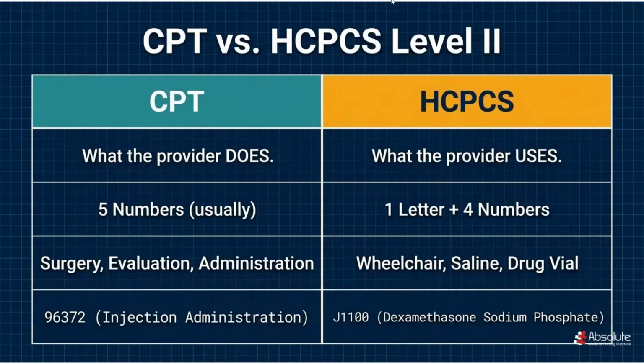All right? So HCPCS codes versus CPT codes, just on site, CPT codes are what the provider does. These are 5 numbers, and this includes surgery, evaluation and management, and some administration codes. And just so you know, 96372, this is an injection code that often accompanies a HCPCS Level 2 injection code. This is the admin code, and the HCPCS Level 2 is the injection. But essentially, HCPCS Level 2 is what the provider uses. It's 1 letter and 4 numbers. So the first character is always a letter and 4 numbers, but they're both 5 characters long. And essentially, you're going to be coding for things that are not CPT, like wheelchairs, saline, drugs, etc.